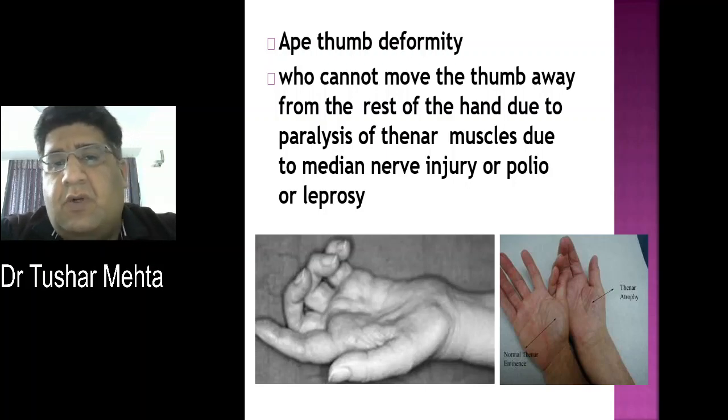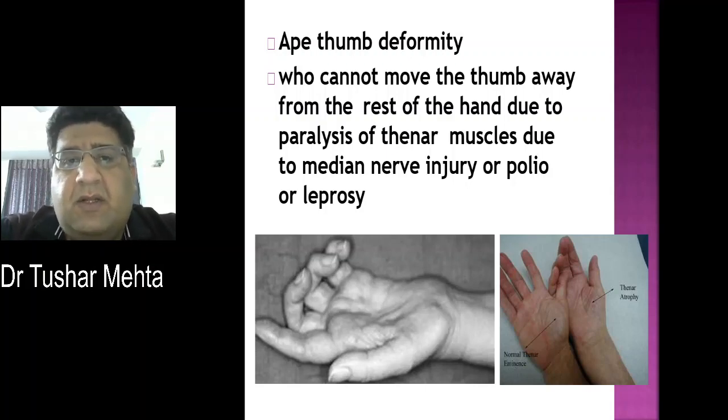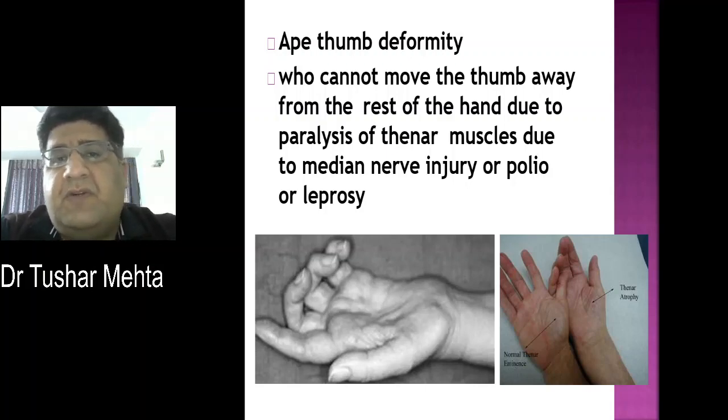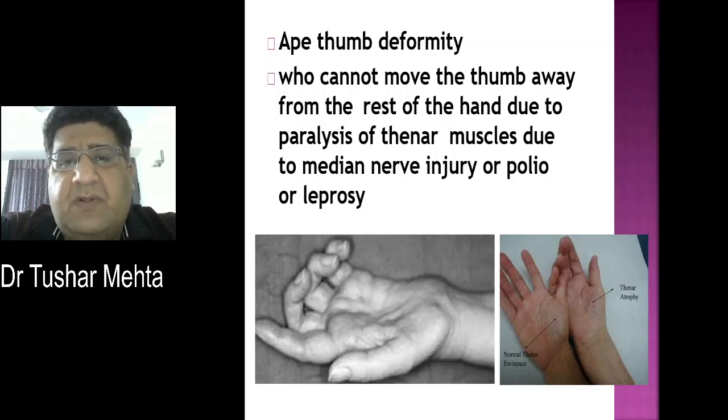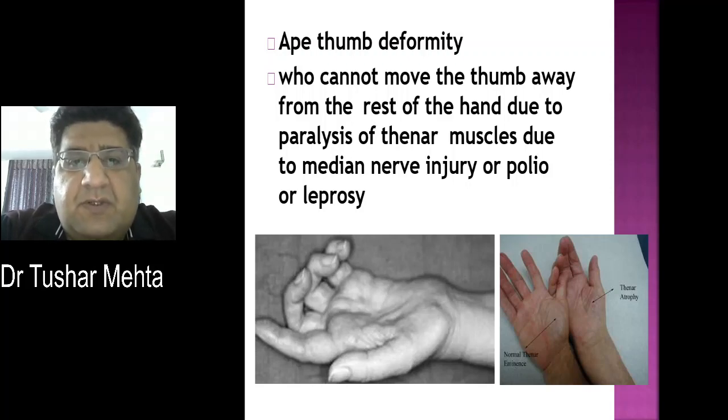So this is what I wanted to convey with this image, that all in all, that question shows you the deformity of ape thumb deformity, also called a simian hand. Bottom line is clear, that in humans the thumb is opposable. When I say opposable, that means it is at the plane of 90 degrees to the rest of the palm and the rest of the fingers. But when there is a median nerve palsy or leprosy or polio leading to atrophy of the thenar eminence, then that thumb appears as if it is parallel to the rest of the fingers, and it loses the power of opposition to the remaining fingers. So this is all about it.